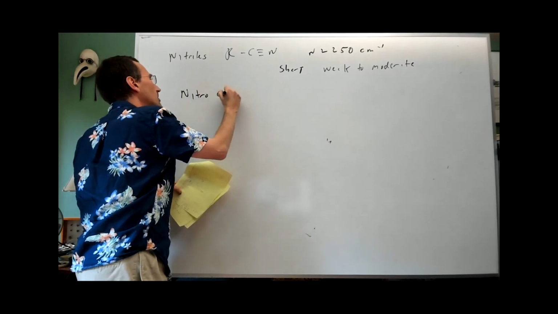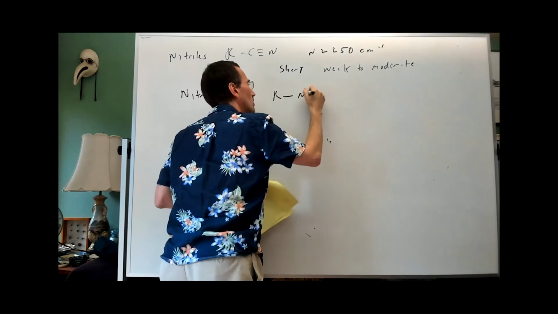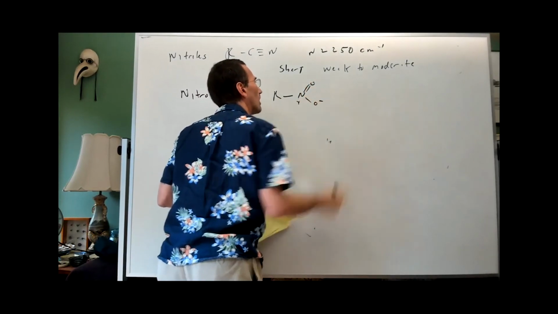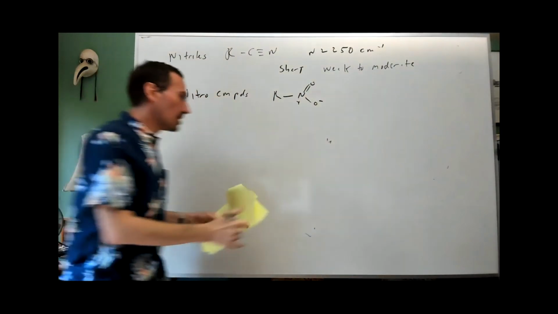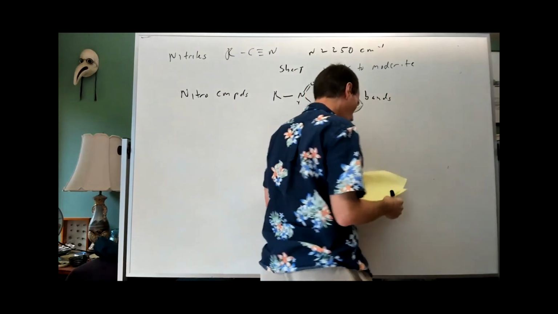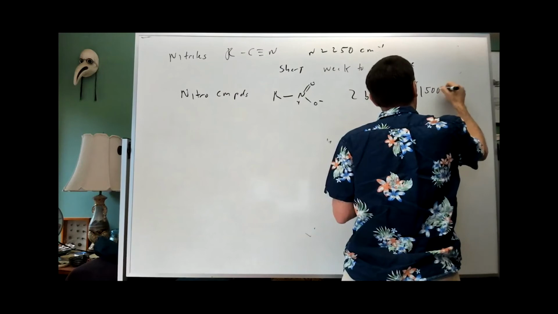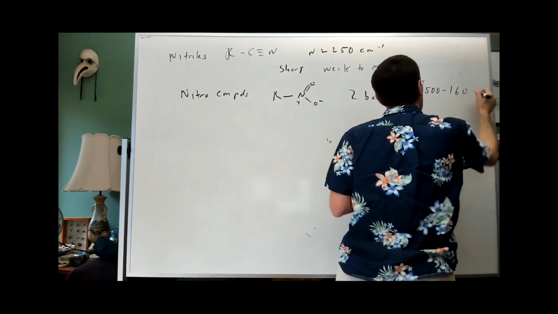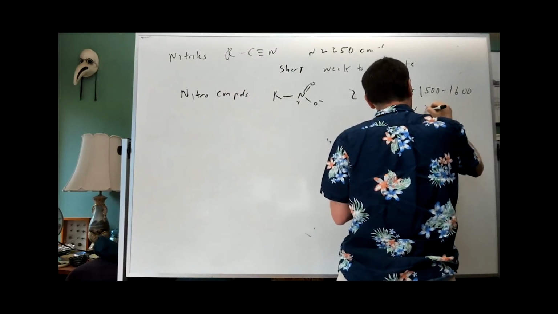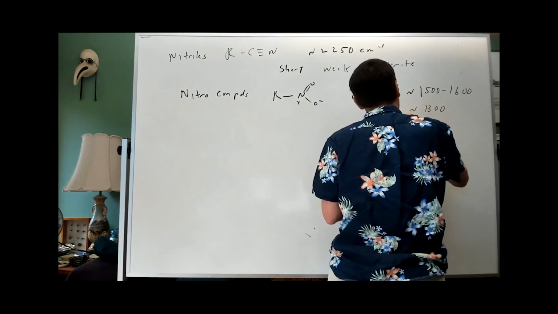Nitro compounds, another common functional group. Nitro compounds, two bands, one at about 1500 to 1600, so right on the edge of the fingerprint region, and then one at about 1300, and they tend to be strong.